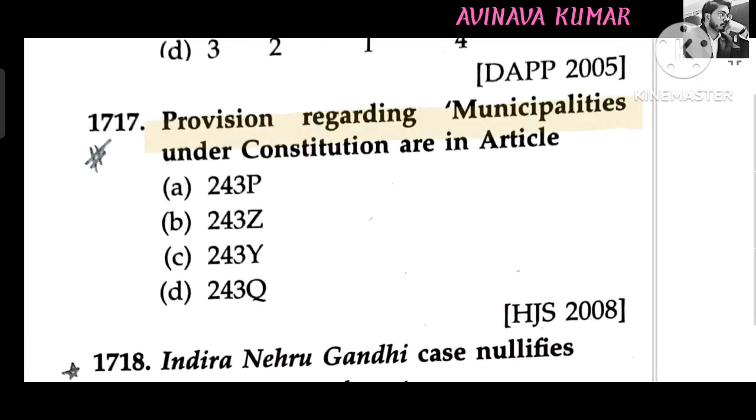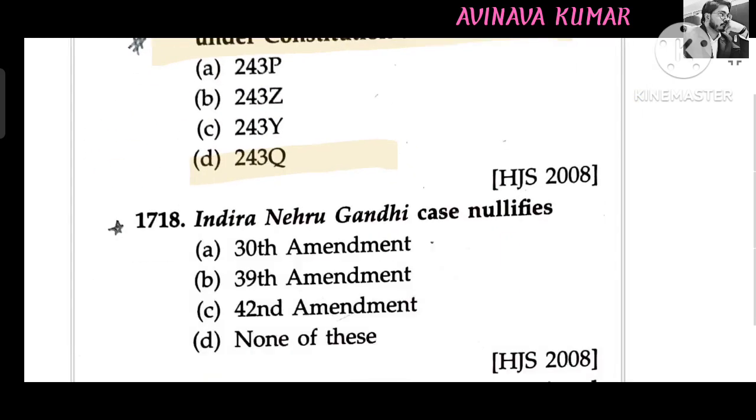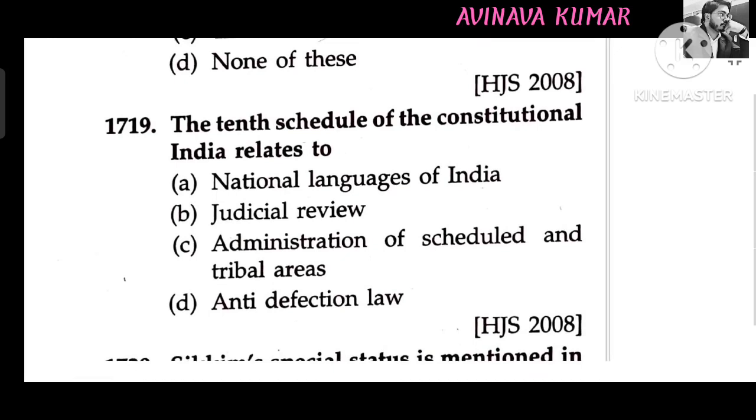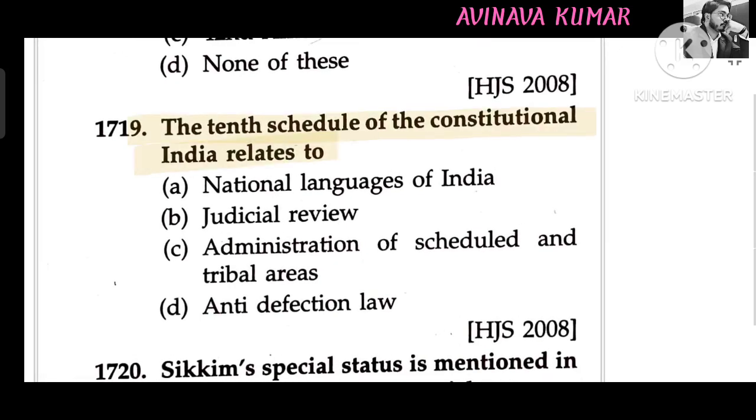Provisions regarding the municipalities under the Constitution are in Article 243Q. Indira Nehru Gandhi case nullifies the 39th Amendment. The 10th schedule of the Constitution of India is related to the anti-defection law.